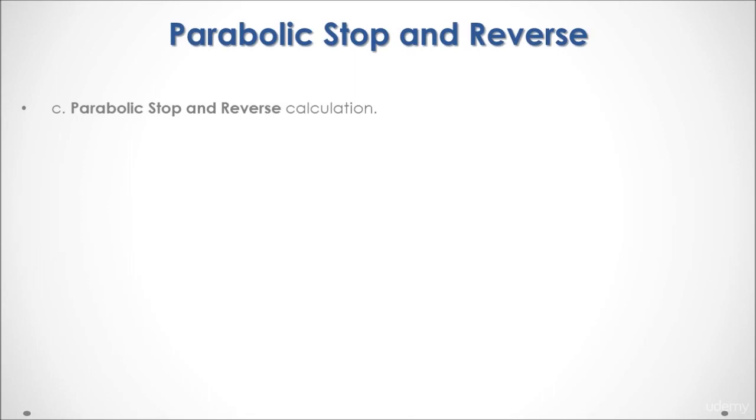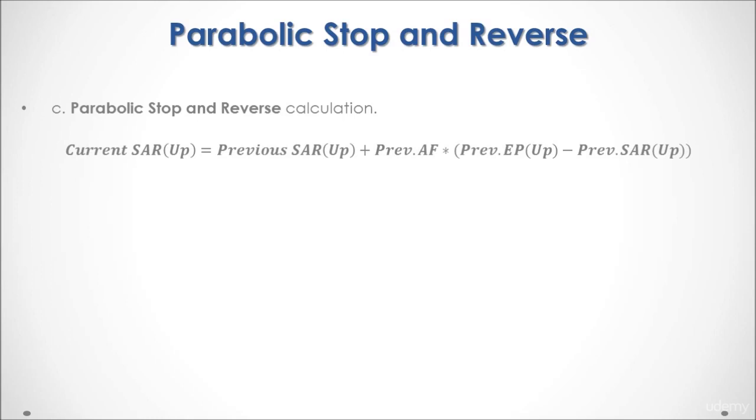C. Parabolic stop and reverse calculation. Current parabolic stop and reverse in the uptrend is equal to previous parabolic stop and reverse in the uptrend plus the previous acceleration factor multiplied by the difference between the previous extreme point in the uptrend minus the previous parabolic stop and reverse in the uptrend.